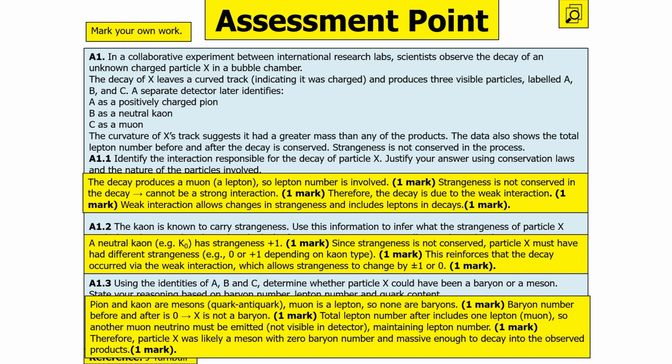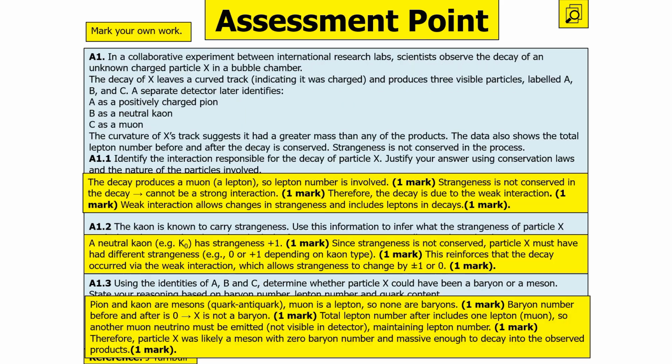So the muon is a lepton, and therefore no baryons. So the baryon number before and afterwards must be 0. So X cannot be a baryon. Now the total lepton number after includes 1 lepton, a muon. So therefore, another muon neutrino must be emitted but not be visible in the detector to maintain lepton number conservation. So therefore, particle X must actually probably be a meson with a 0 baryon number, a 0 lepton number, and be massive enough to decay into the observed products.